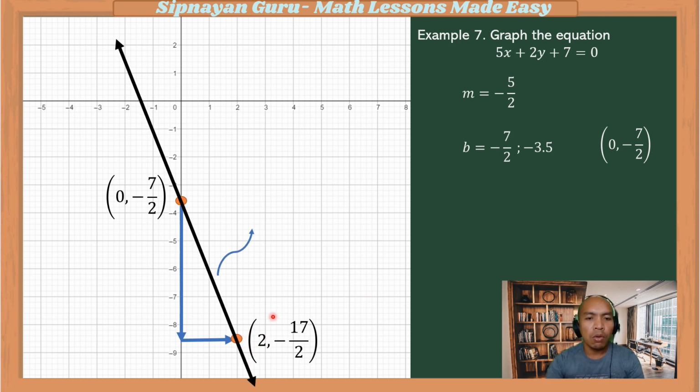Connect them. The coordinate of the second point is 2 and -17/2. And 17/2 in decimal, that is 8.5. So the coordinate is 2, comma, negative 17 over 2. And this is the graph of the equation 5x plus 2y plus 7 that is equal to 0.